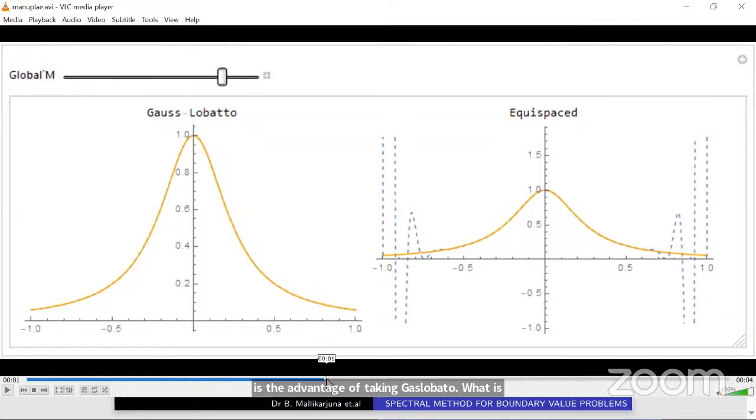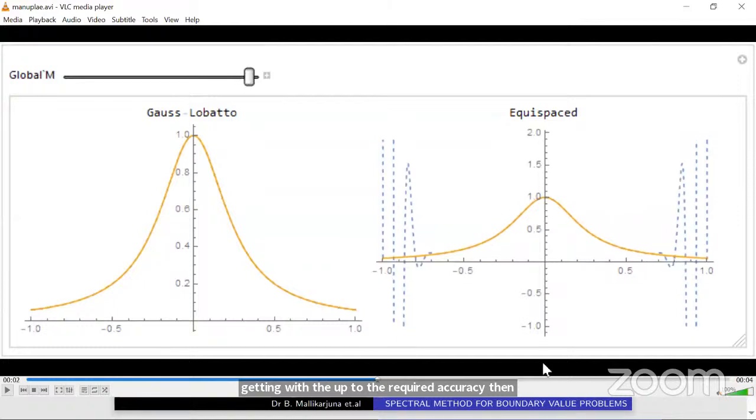What is the disadvantage of taking equispaced points? I'm not saying that taking equispaced points is a disadvantage. It depends on the problem we are going to handle. It is not for all problems. For a few problems, with equispaced points itself you will get more accuracy. For certain cases, maybe the solution is not reaching the required accuracy with equispaced points, then choose Gauss-Lobato. So this is the difference I would like to show graphically.